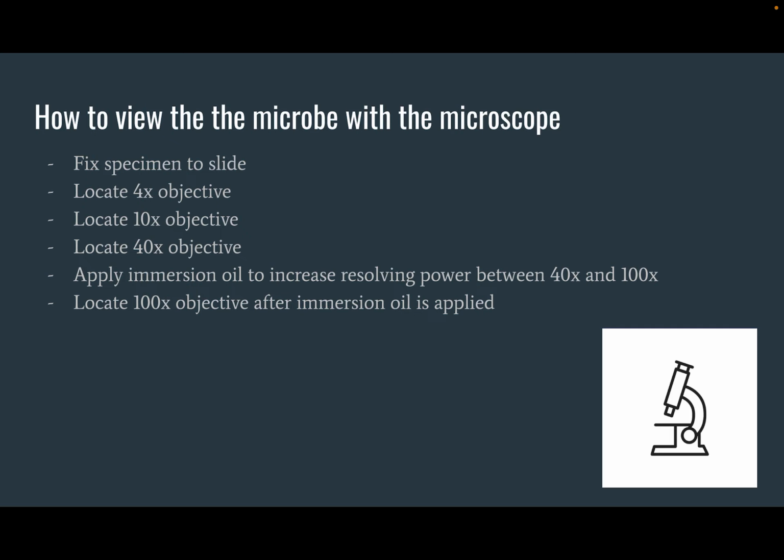So before you move on to 100x, you're going to get your microscope in between 40x and 100x and apply your immersion oil. This will increase the resolving power. After you apply your oil, you're going to locate 100x on the objective. And this is the closest you're going to be able to see E. coli with your eye with a microscope.